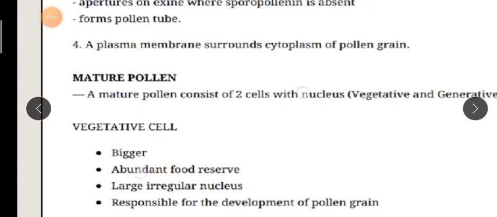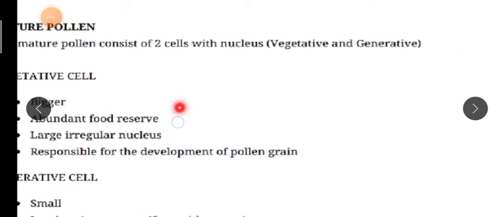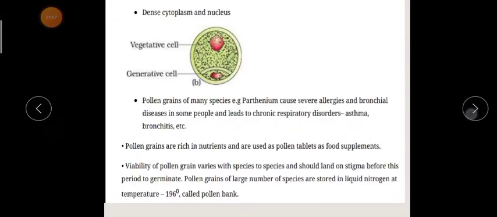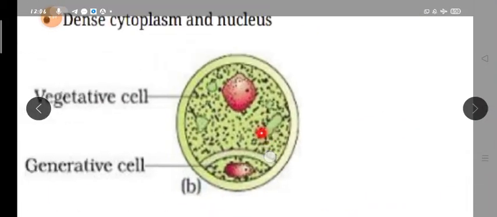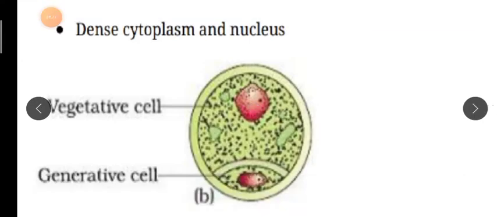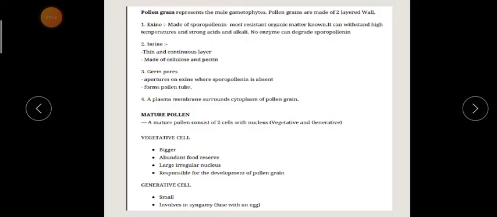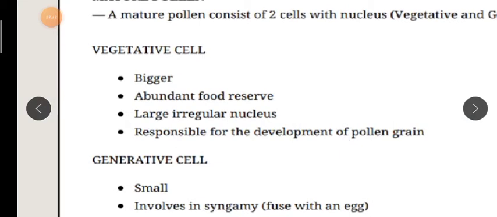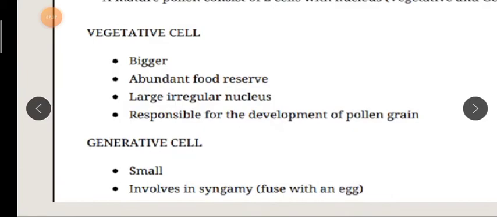The vegetative cell acts as a food reserve. Food will be stored here. It has abundant food reserve and a very large irregular nucleus, which means the nucleus is not even but irregular. It is responsible for the development of the pollen grain. So the vegetative cell is responsible for development of the pollen grain, and it acts as a food reserve. Now let us see what the generative cell is.